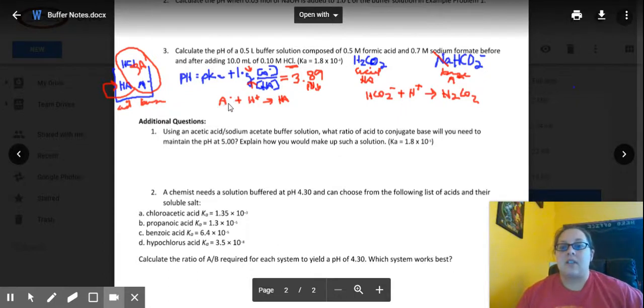So now let's figure out what our initial values were. So we have 0.5 for the formic acid, that goes here.